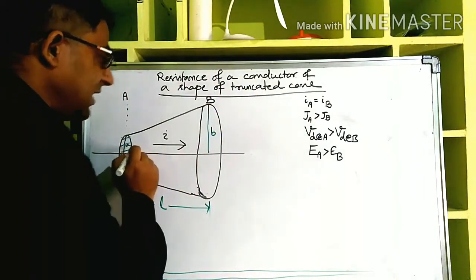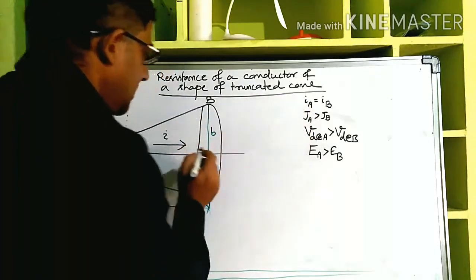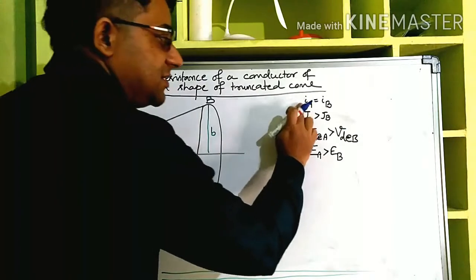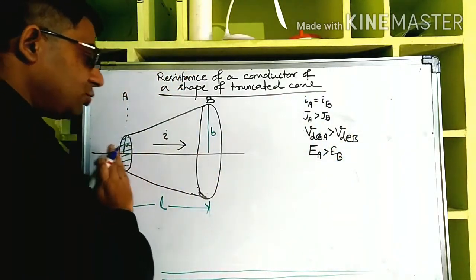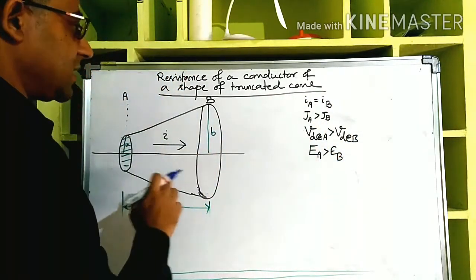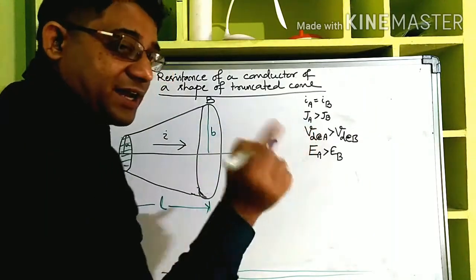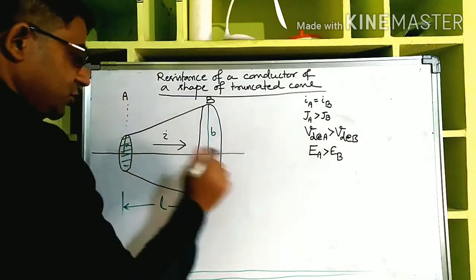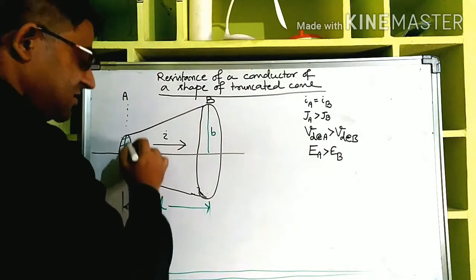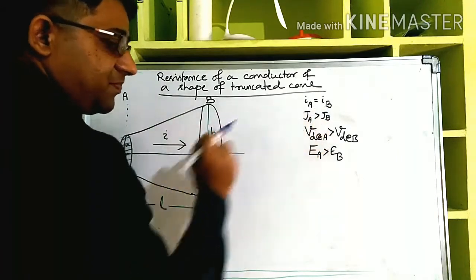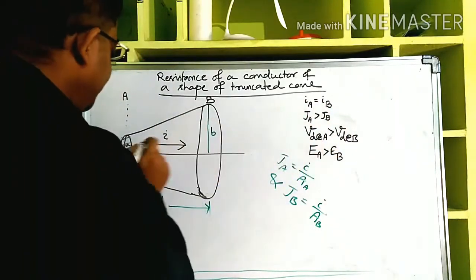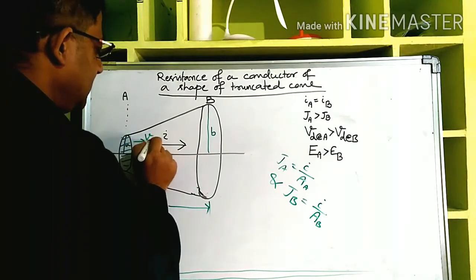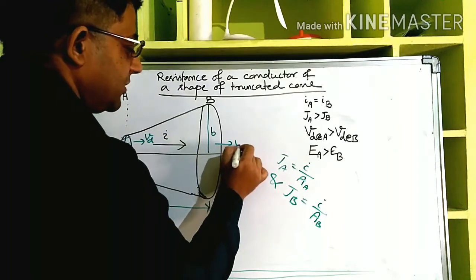Now if the current flowing here is IA and here is IB, then the comparison is IA is equal to IB, that is, the current flowing throughout the conductor is the same everywhere. However, JA, the current density, is equal to I divided by area A. So the area is in the denominator, and this is a smaller area, that's why JA must be greater than JB. Drift velocity VD at A is greater than VD here.